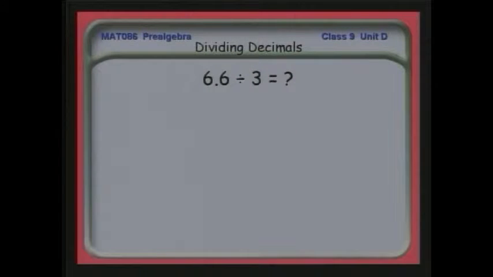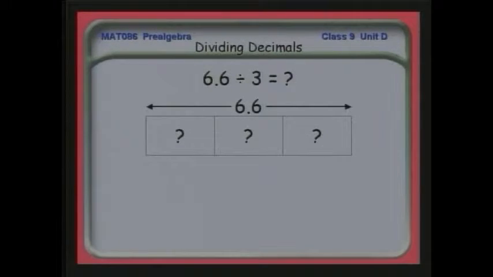Suppose we wanted to divide 6.6 by 3. Let's look at that graphically. There's 6.6, and we want to divide it into 3 equal parts. To see how to do this, perhaps it would be good to express 6.6 as its mixed number equivalent. 6.6 is the same as 6 6/10.